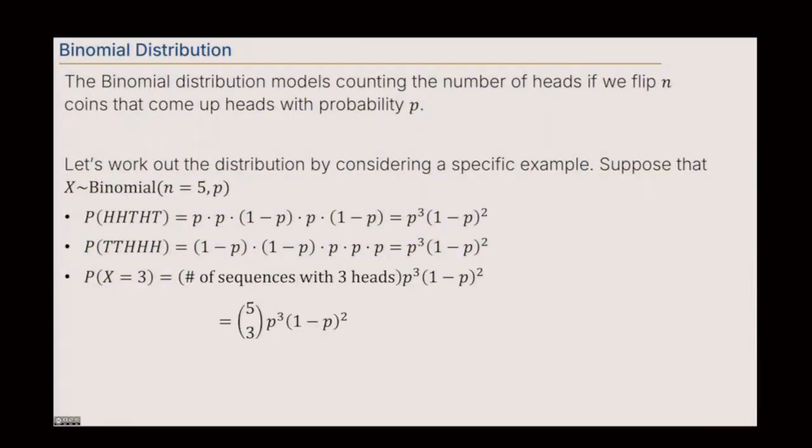Okay, so it's the number of sequences with 3 heads times p cubed times 1 minus p squared. This is our usual idea, that we have a bunch of different possible ways of getting 3 heads, and each of them has this exact probability, and then we just need to count how many of them there are. We have 5 choose 3, which you could think of as picking the positions of those 3 heads. You can also have written this as 5 choose 2. That's also okay, because then you're picking the positions of the 2 tails.